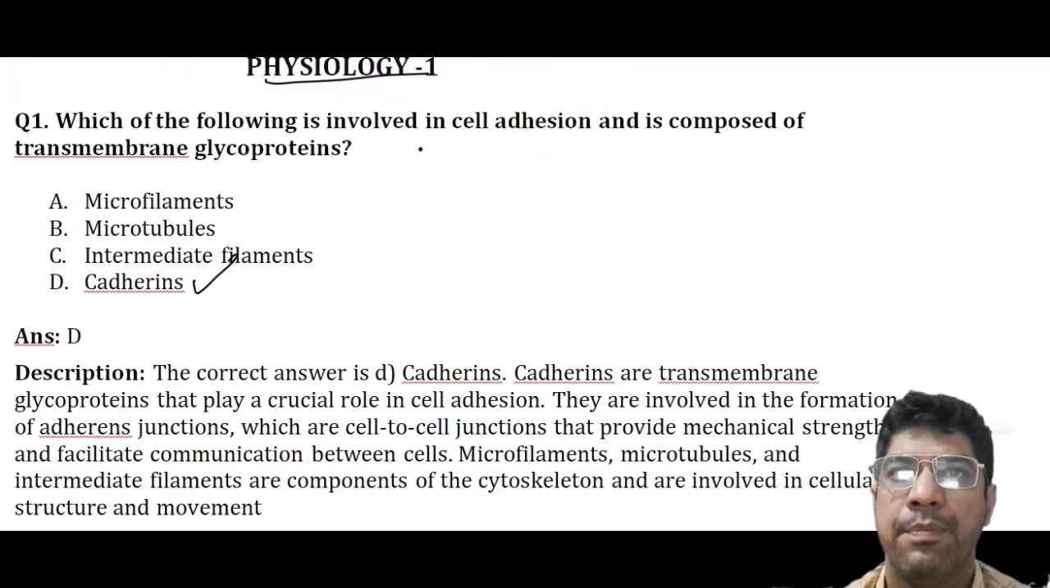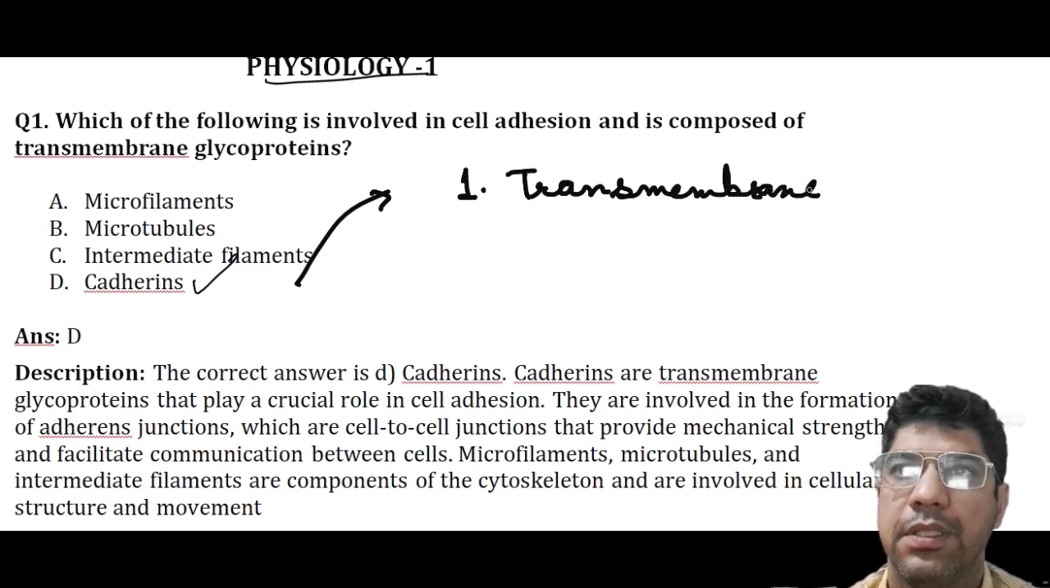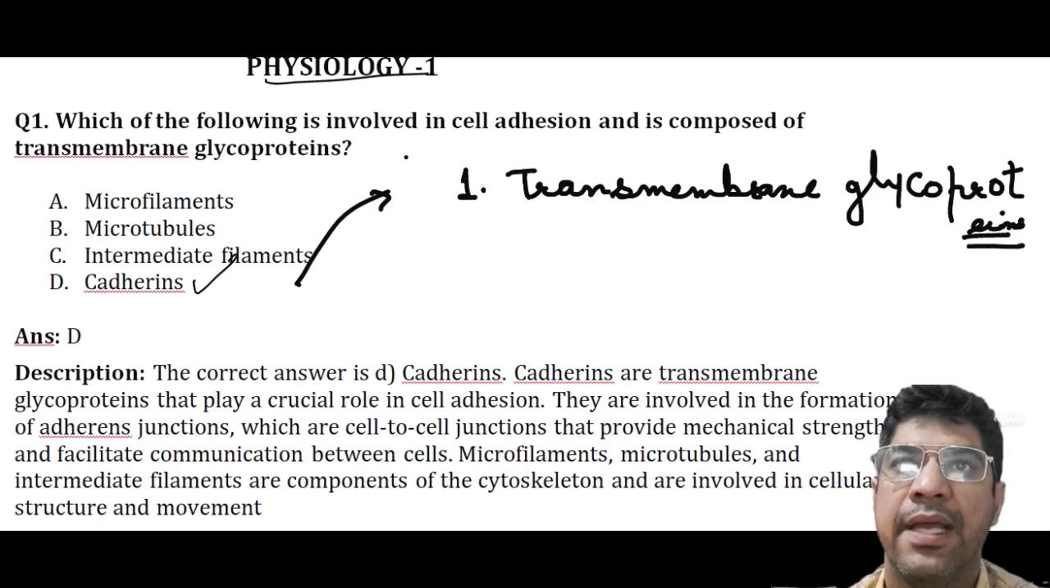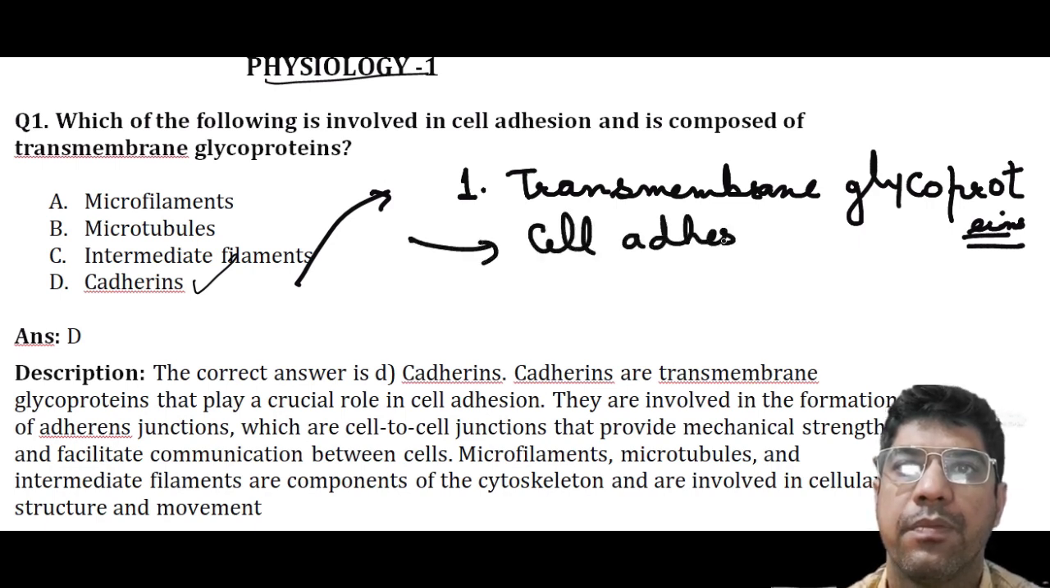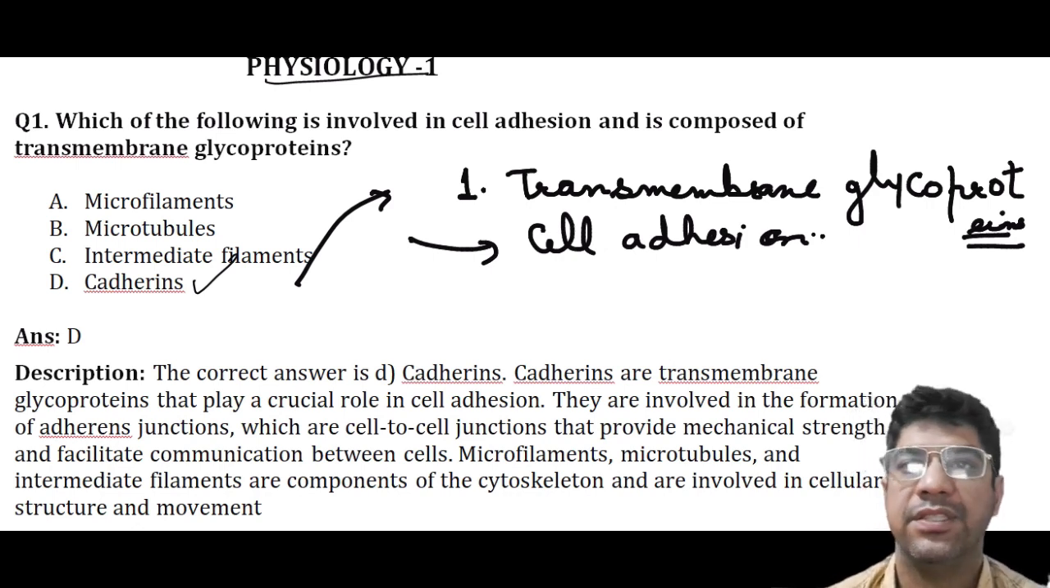Remember these cadherins, they are, number one, transmembrane glycoproteins. So what are cadherins? These are glycoproteins that play a crucial role in cell adhesion. They are involved in the formation of adherens junctions, which are cell-to-cell junctions that provide mechanical strength and facilitate communication between the cells.